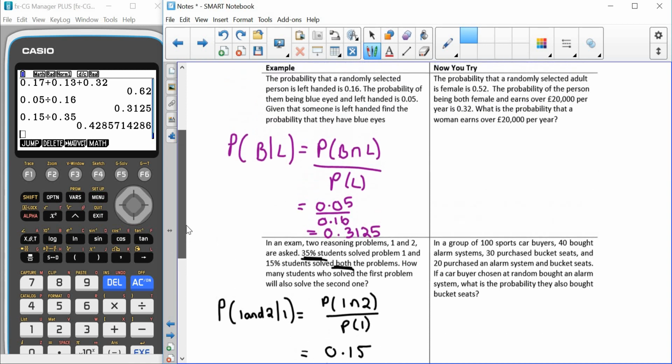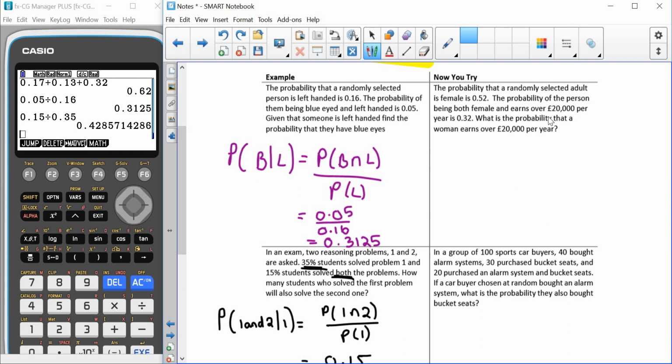I'm going to give you a moment now to pause the video and try the Now You Try questions. So the first Now You Try question, we've got the probability that a randomly selected adult is female is 0.52. The probability that the person is both female and earns over £20,000 per year is 0.32. Find the probability that a woman earns more than £20,000 per year.